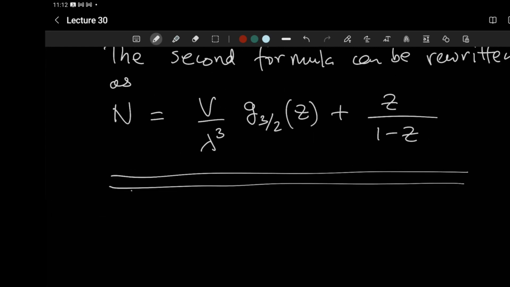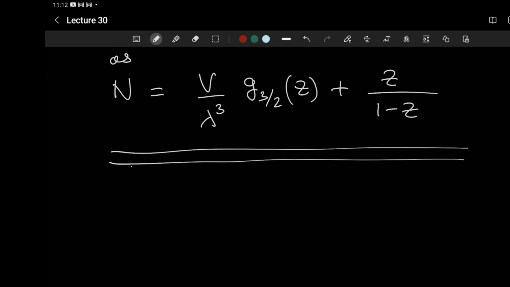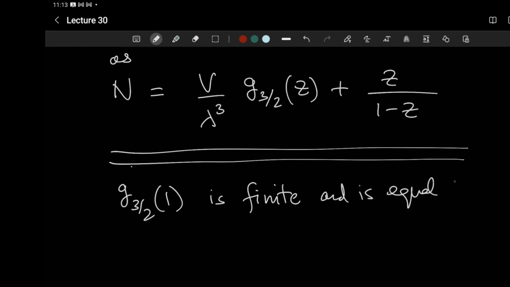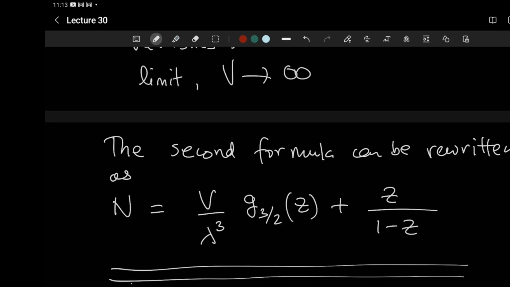So let's look at the first term. We worked out the properties. In particular, g3 half of 1 is finite, and is equal to zeta of 3 by 2, which is around 2.6. Okay, so it's some finite number. That's all that is important.